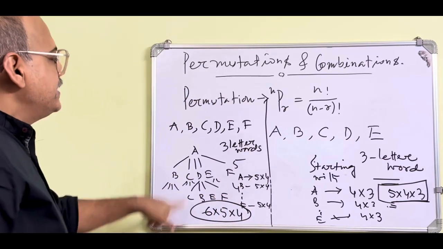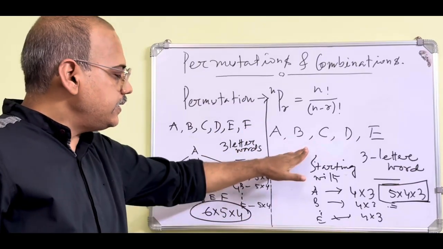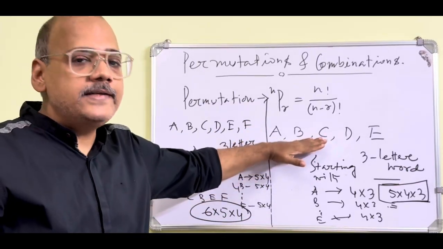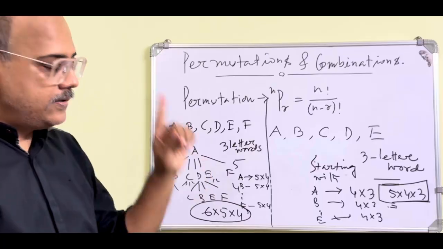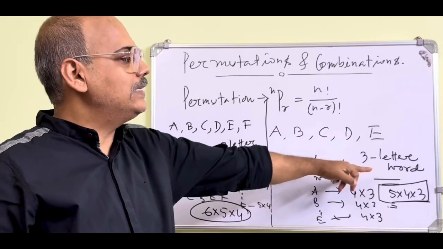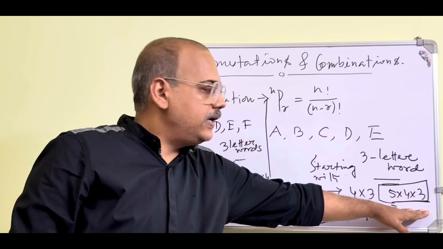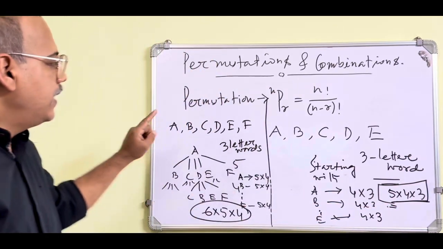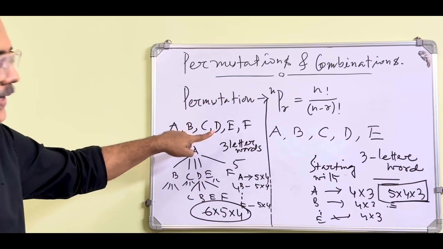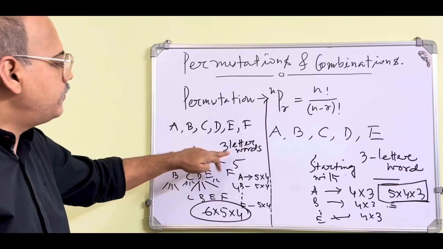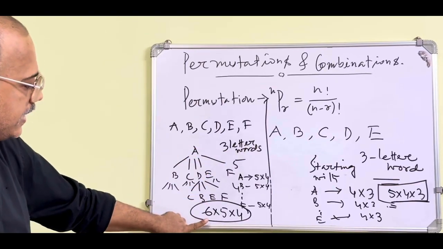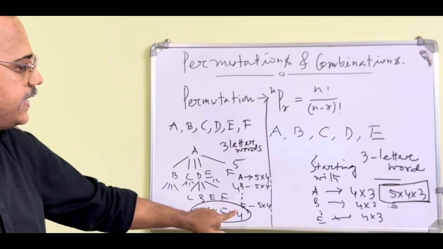Now we'll look at these two problems closely. Here I have 5 distinct letters, I have been asked to form 3-letter words, and this many words I can form. Here I have 6 distinct letters, I have been asked to form 3-letter words, so here I have 6 times 5 times 4.